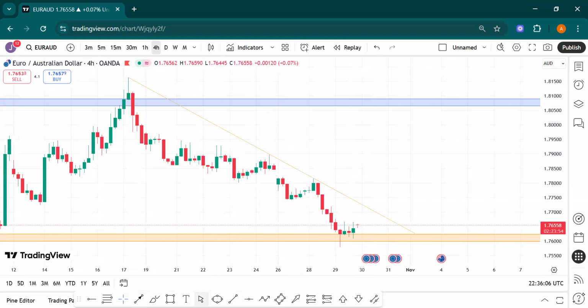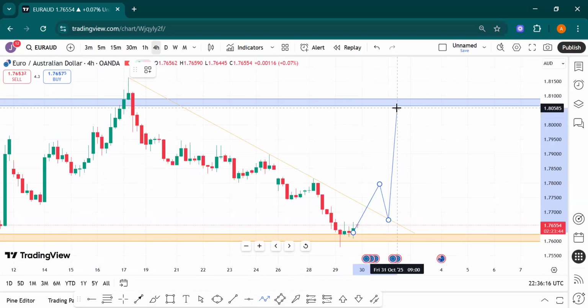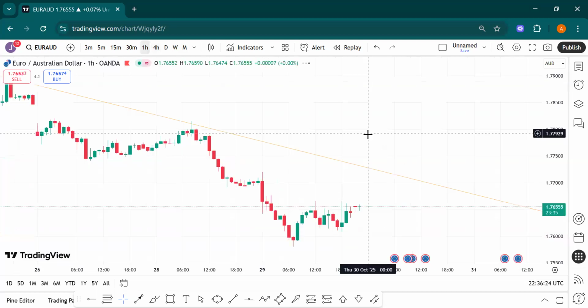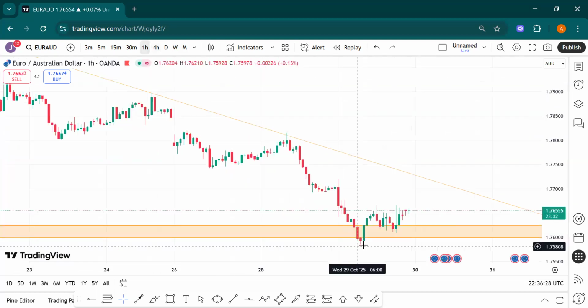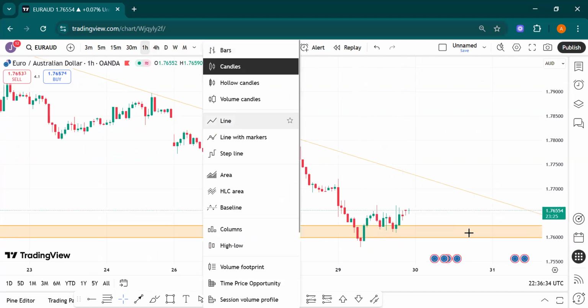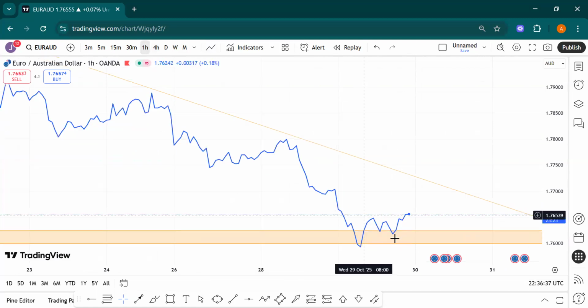Now, one of my strongest entry models would be to wait for buyers to conveniently push above this trend line. Once there's a retest, then we can start buying towards the resistance zone again. However, we can still go further to the much lower time frame to see if we can get a change in character. And from what I can see on the H1 time frame, if I go to the line graph, you can see that buyers are trying to do the most to push price upwards.